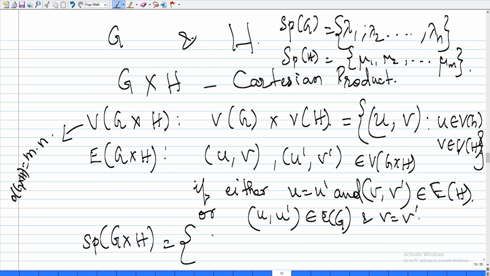Okay. So the eigenvalues take this very special pattern, where i is lying between 1 and n and j is lying between 1 and m. It is nothing but all possible sums of the eigenvalues from both the sets, lambda 1 plus mu 1, lambda 1 plus mu 2 and so on. Similarly, you take lambda 2 plus mu 1 and so on. So, all possible sums are going to be there here, that is, taken one from spectrum of G and one from spectrum of H. Okay.